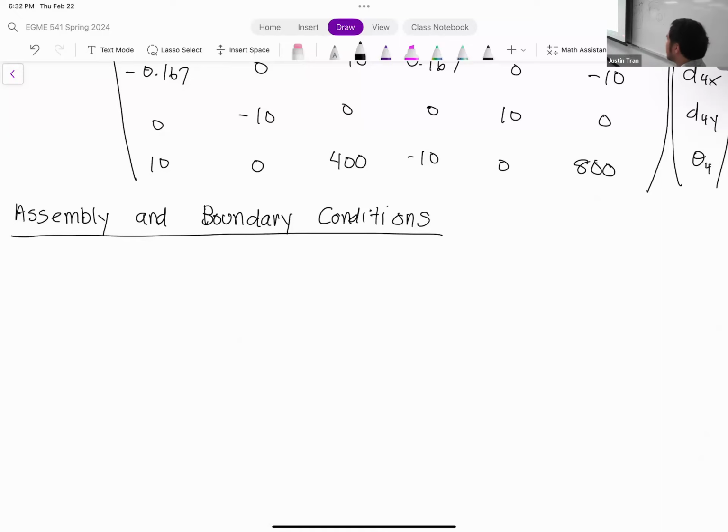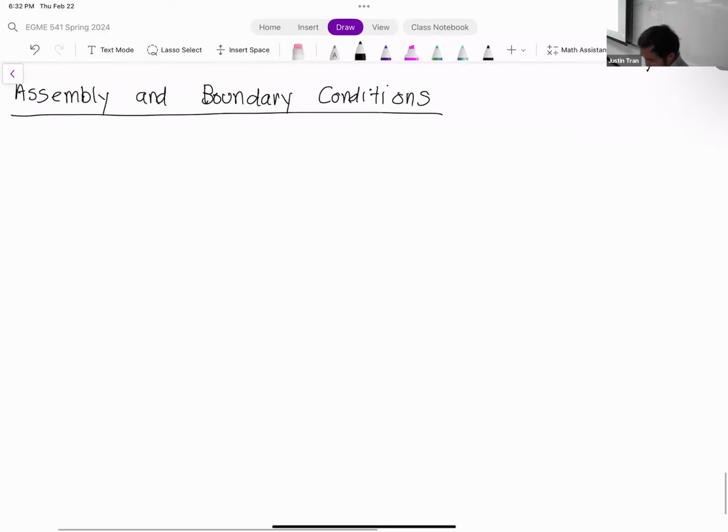And so our boundary conditions in this case are pretty straightforward. We just have fixed supports on nodes 1 and 4. So that's going to cancel out those rows entirely. And then for the other ones, we have just two simple nodes. Okay, so I'm going to start with the matrix here. So the matrix here, you have 250,000.